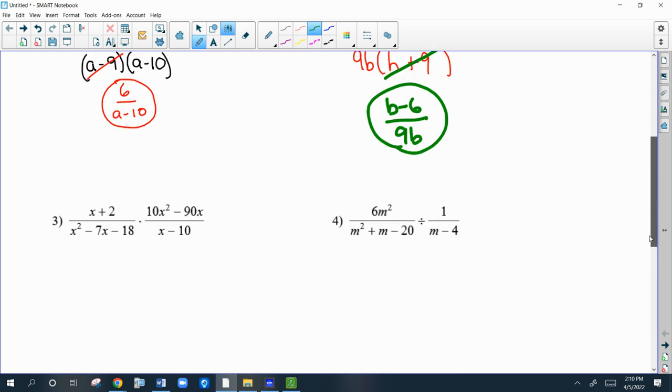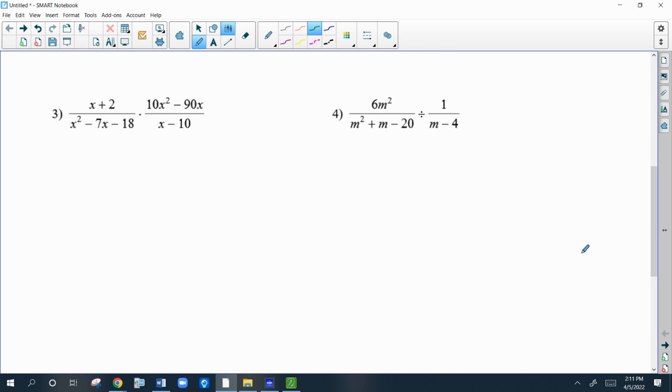Rolling along. Now we're multiplying. So multiplication is basically the same as what we just did. Just factor everything, and you can cancel anything on the top with anything on the bottom as long as you've factored everything first. So x plus 2 is a factor in itself. Factors of negative 18 that add up to negative 7 are negative 9 and positive 2.